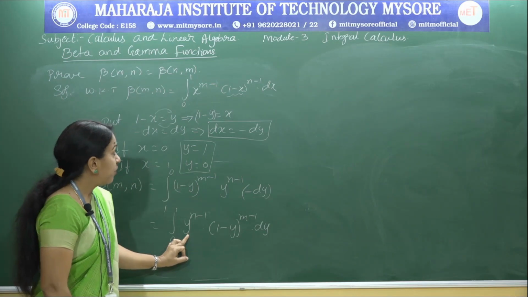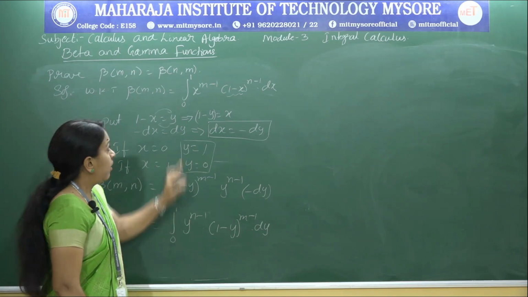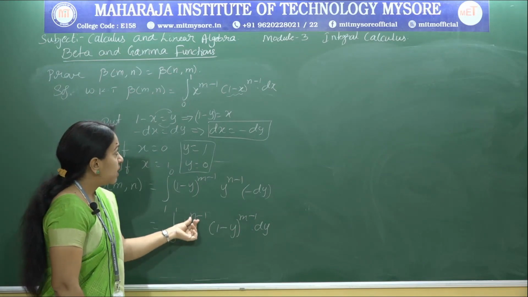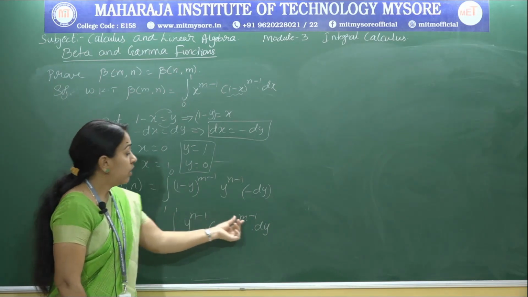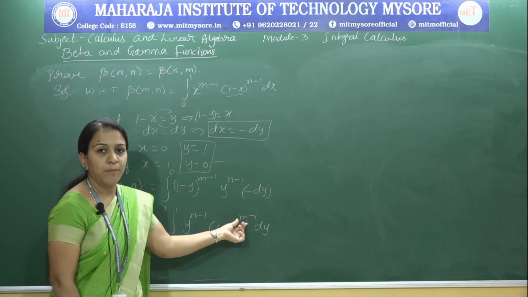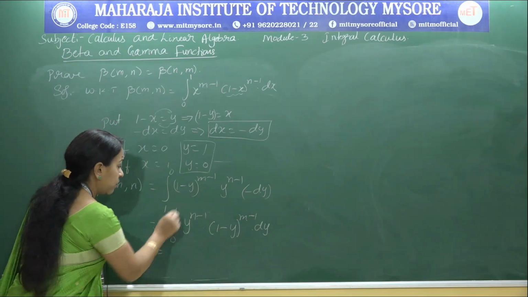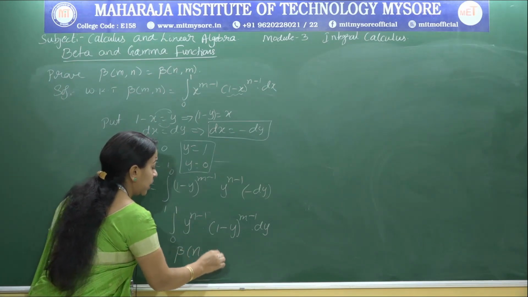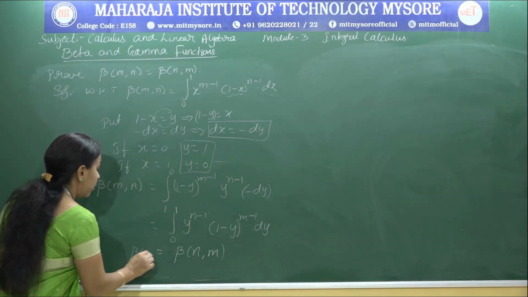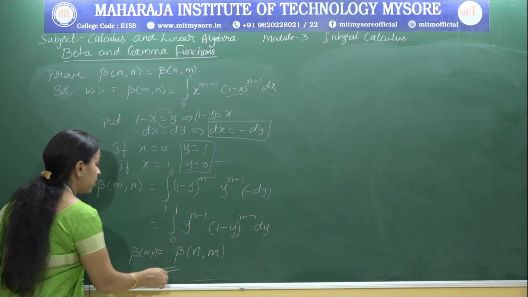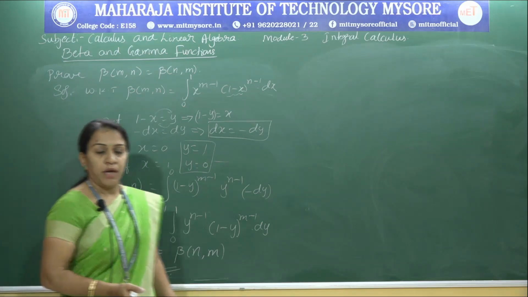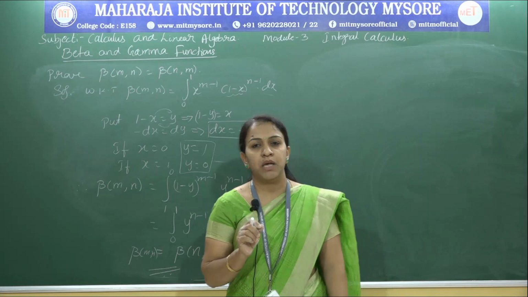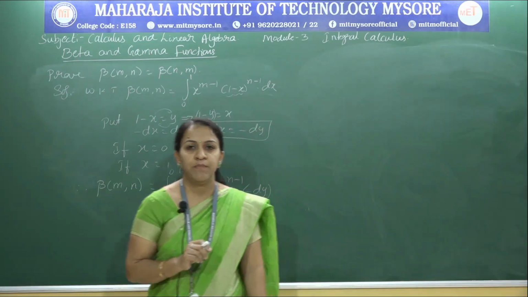So the difference between those two formulas is that we have x here and we have y here, that's all. Also, in place of m we have n, and in place of n we have m. So this can be defined in terms of beta, that is beta n comma m. So whenever you have beta m comma n, you can replace that by beta n comma m, or even if I interchange m and n, that will not make any difference in our result.